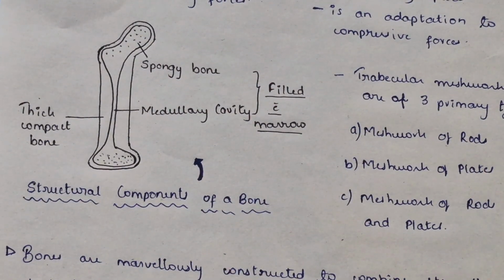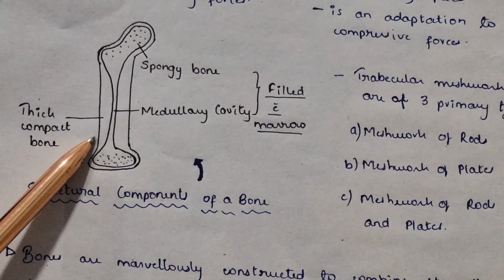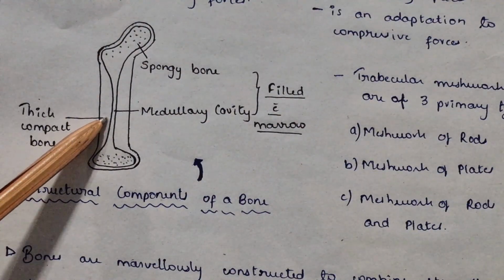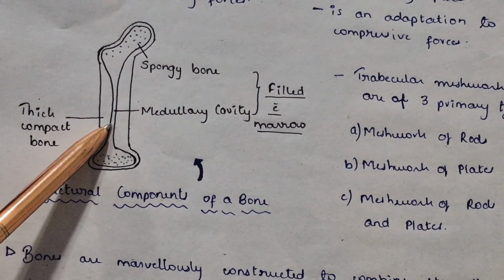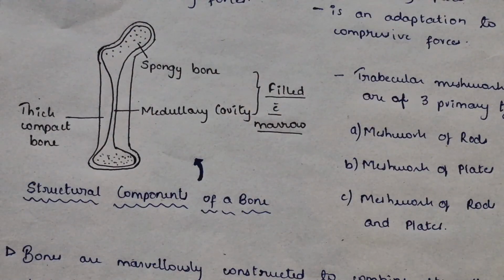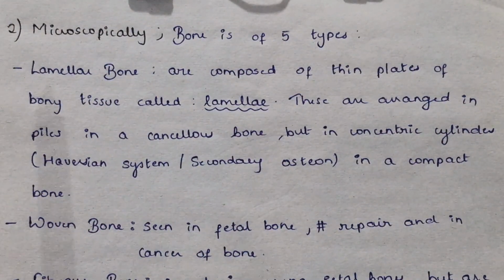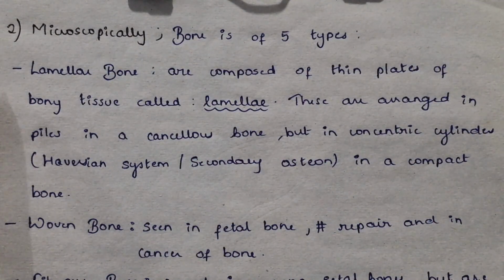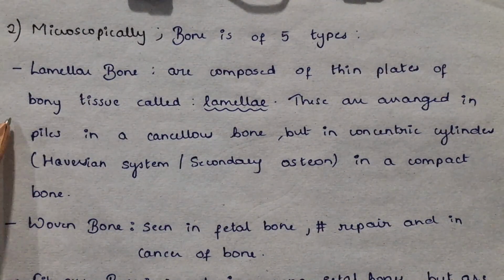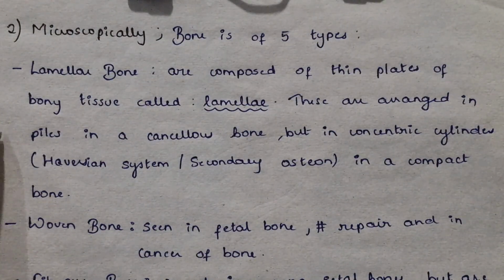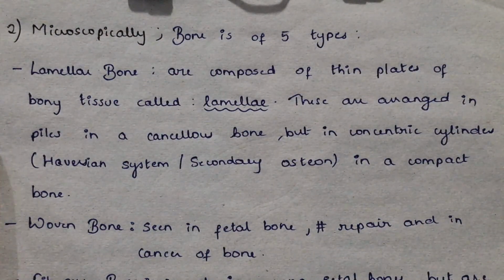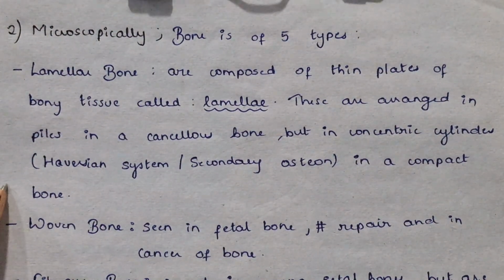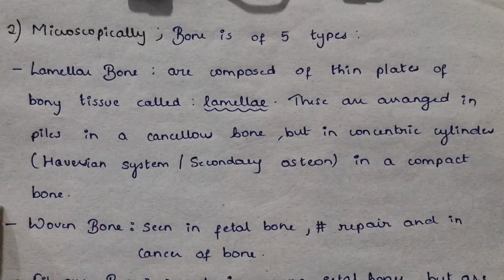Structural components of a bone. This is the thick, compact bone, the spongy bone, and the medullary cavity. The spongy bone and the medullary cavity is filled with marrow. Microscopically, bone is of five types. Lamellar bone, which is composed of thin plates of bony tissue called lamellae. These are arranged in piles in a cancellous bone, but in concentric cylinders, which form the Haversian system or the secondary osteon in a compact bone.